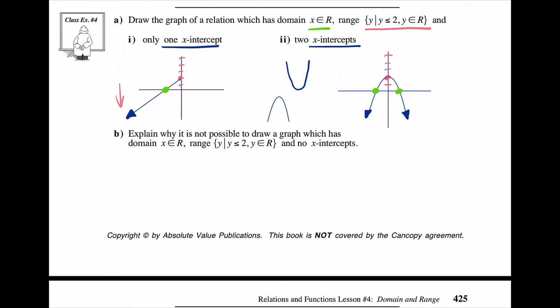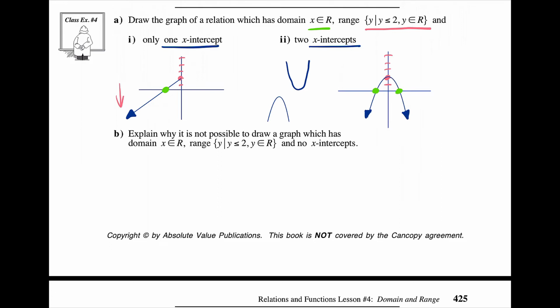Okay, so it says explain why it is not possible to draw a graph which has a domain of all real numbers, and y is such that y is greater than or equal to 2. Okay, so y is... Explain why it is not possible to draw a graph which has domain and no x-intercepts.